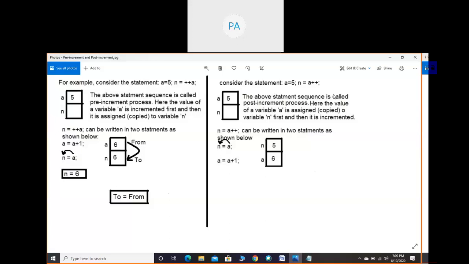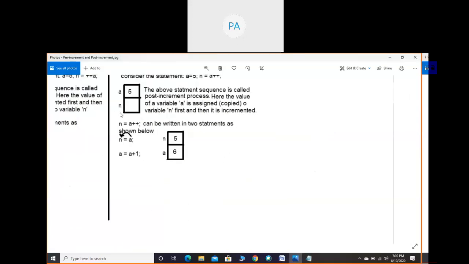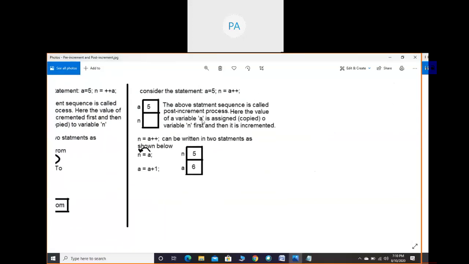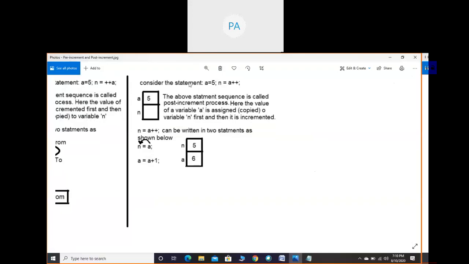Okay. So just look at this right hand side of the image. So this is the post increment process. That is, consider the statement a equals to 5. Let us take the value of a as 5. Next, n equals to a plus plus. Instead of writing plus plus a, I have written a plus plus.